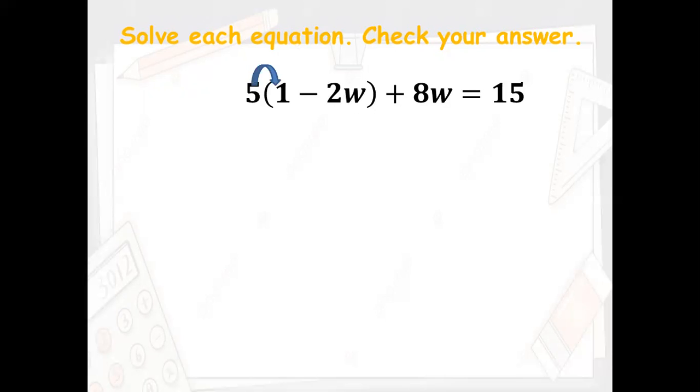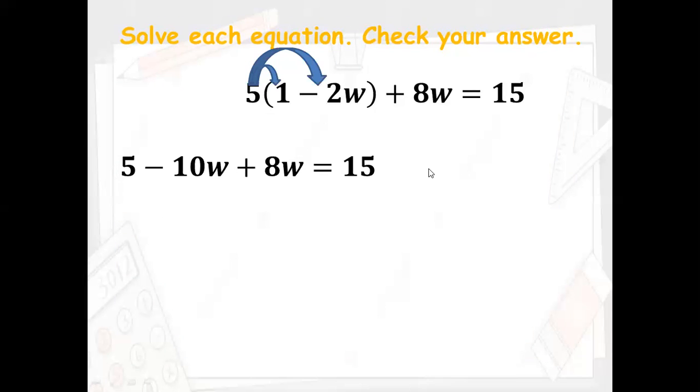So you're going to multiply. 5 ones will give you how much? That will give you a 5. And then minus sign, it's there. So 5 multiplied by -2 will give you a -10. So -10w plus 8w equals 15.